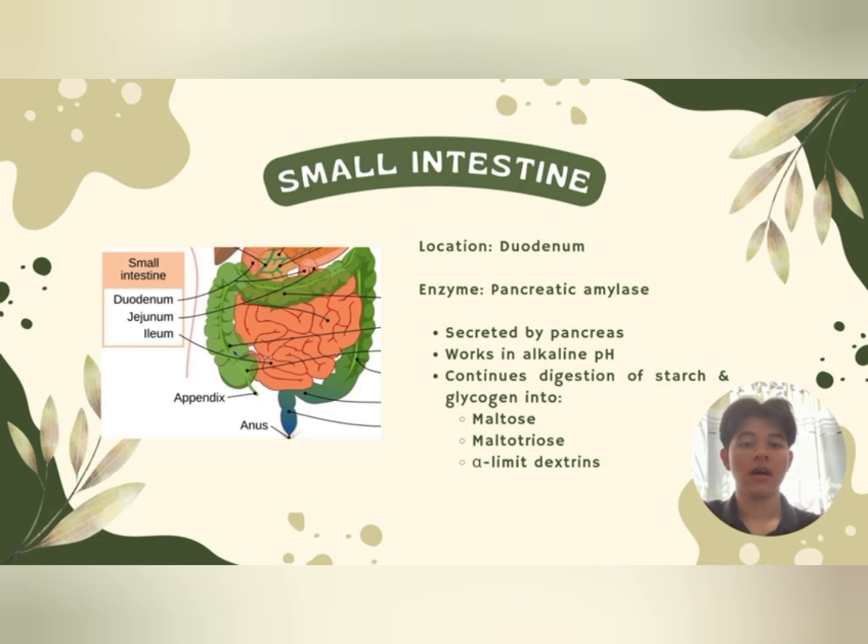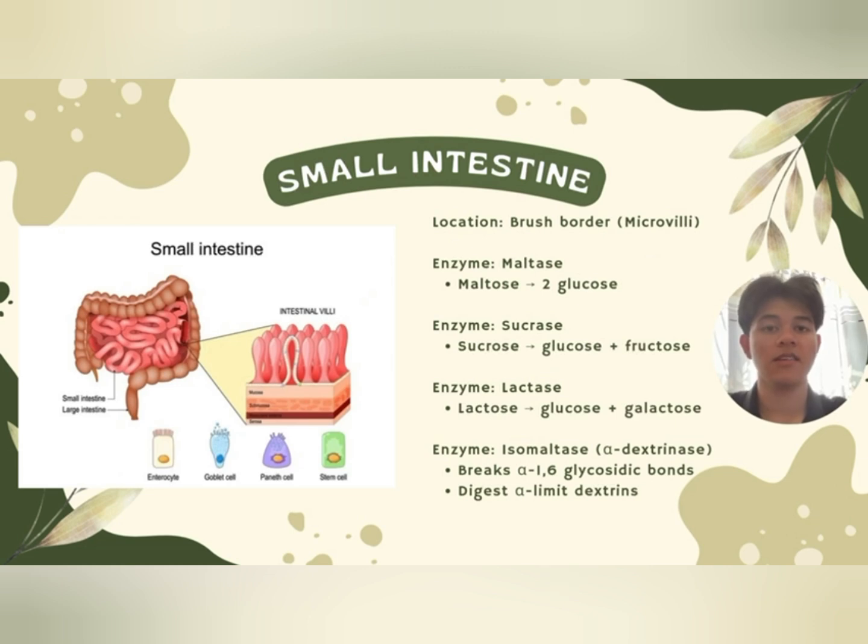Next on, it will be digested in the small intestine, specifically the duodenum. The enzyme will be the pancreatic amylase, and it works best in alkaline pH. It will digest starch and glycogen into maltose, maltotriose, and alpha-limit dextrins. The final site of digestion is the brush border, which is a layer of microvilli on the apical surface of the enterocytes, mainly found in the jejunum.